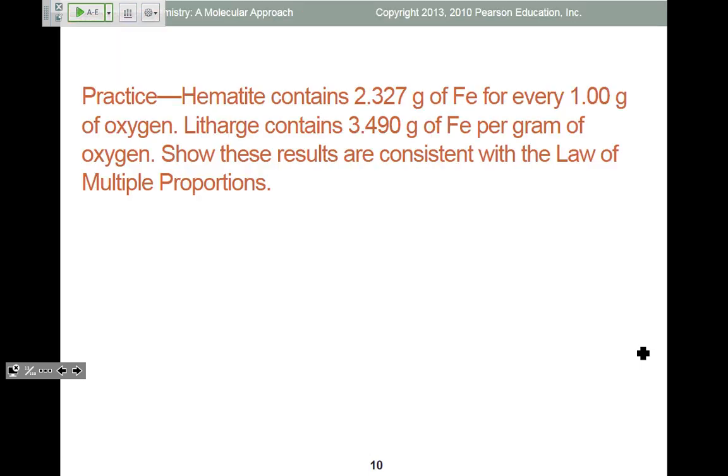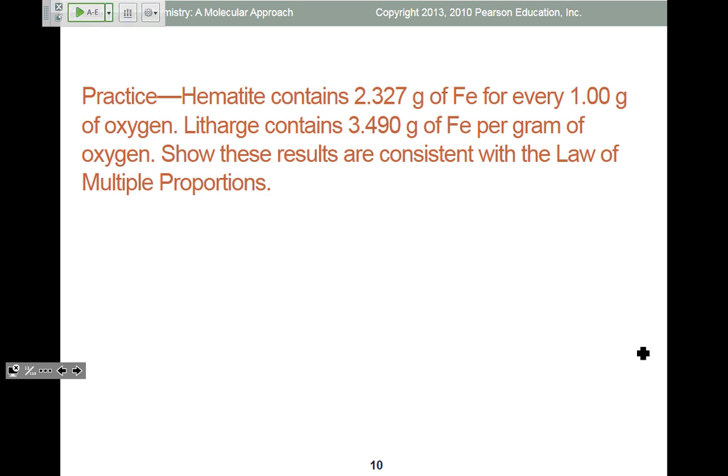Here's another example. Again, you don't really know what hematite is. You could look it up. That's not really a common name that we'll memorize what that molecule looks like, but it's not necessary for this discussion. So hematite and litharge are just two common names for iron-containing compounds that contain iron and oxygen, and we're not really going to get into what that looks like right now.